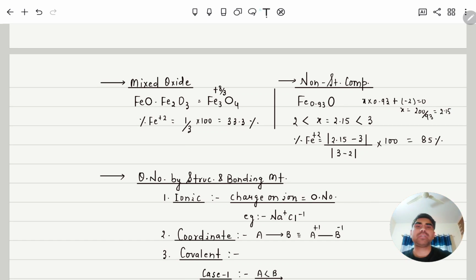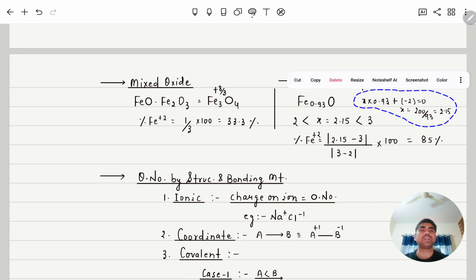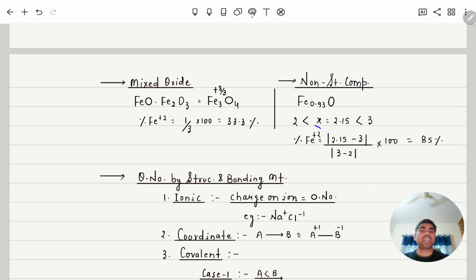So you can see that its oxidation number, 2.15, is lying in between the minimum and maximum oxidation number, which means it will behave as both an oxidizing and a reducing agent. Clear? Now here, how do we calculate how much +2 is there and how much +3?